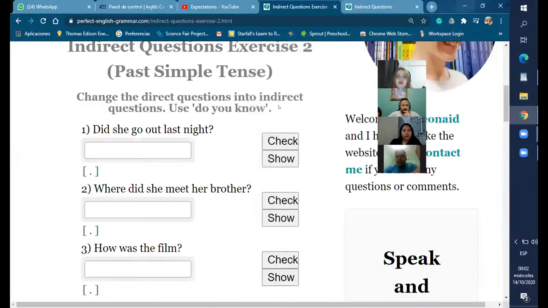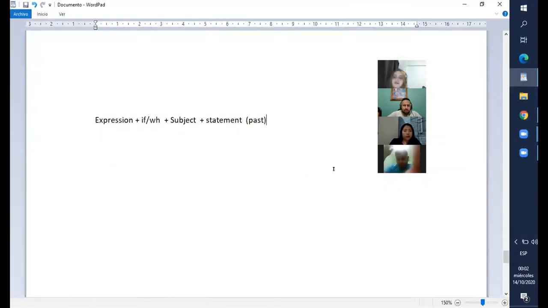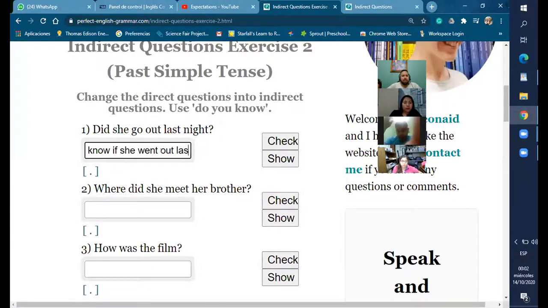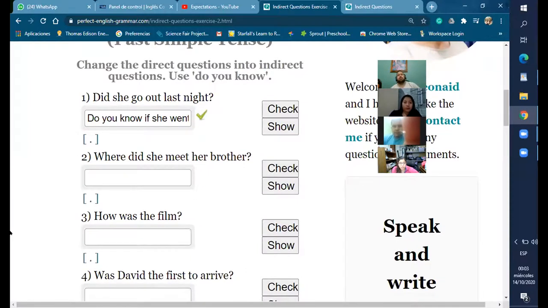This is the structure. So the first one says, did she go out last night? The expression is going to be, do you know? So how do you think we should do this, Noel? Did she go out? Do you know if she go out last night? Close, very close. Do you know if she, but it has to be in the past. If she went. Yes, exactly. Do you know if she went out last night? And question mark. That is the right answer. Okay, everything is in the past. Look, did, was, everything is in the past. So our indirect questions have to be in the past as well.